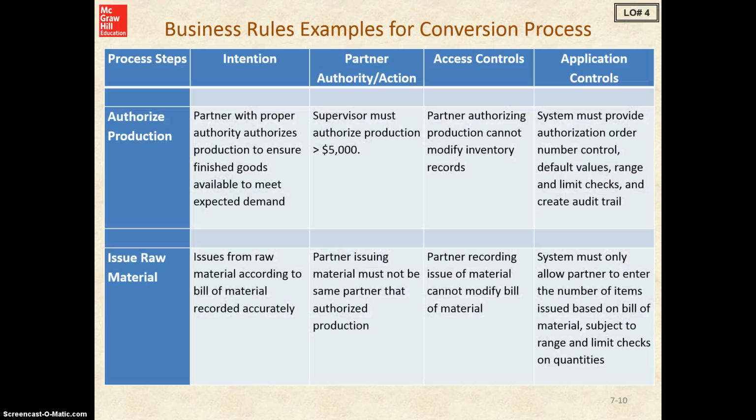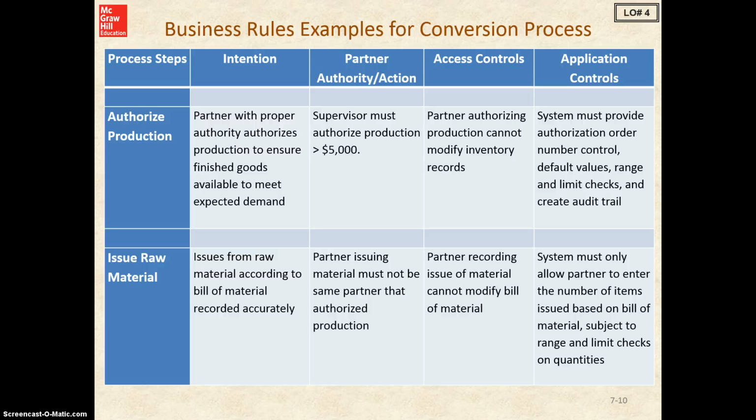So let's talk about some business rules or internal control examples for the conversion process. For authorizing production, our intention is to partner with the proper authority. The partner with the proper authority authorizes production to ensure finished goods are available to meet expected demand. Partner authority action: a supervisor must authorize production greater than $5,000.